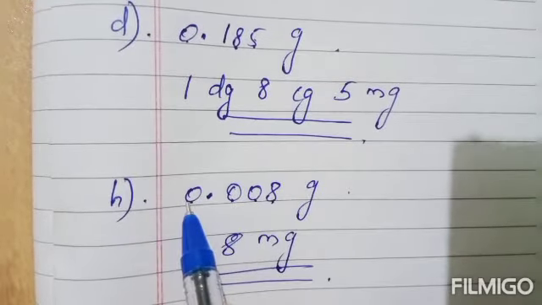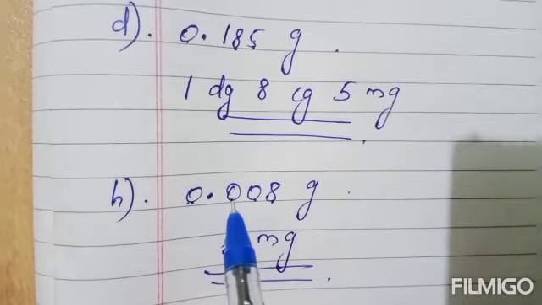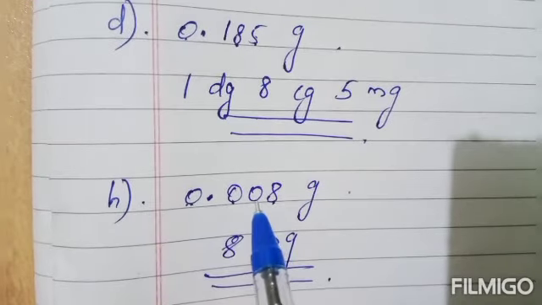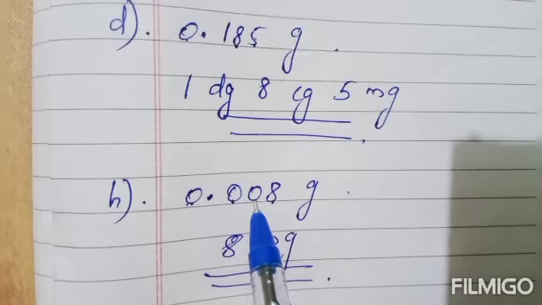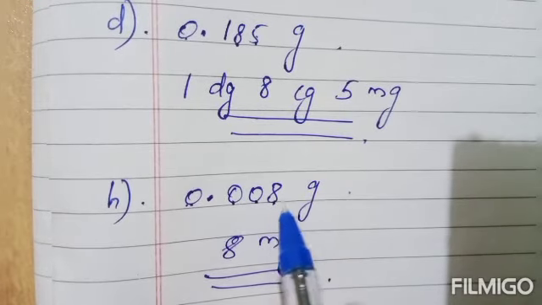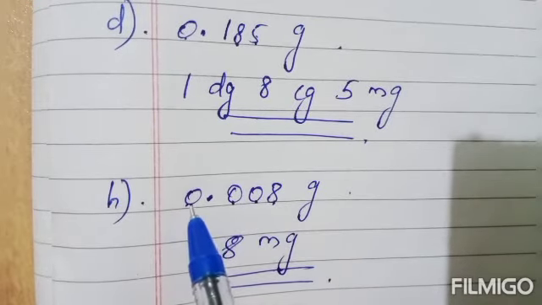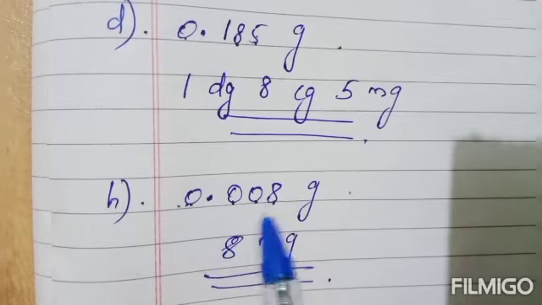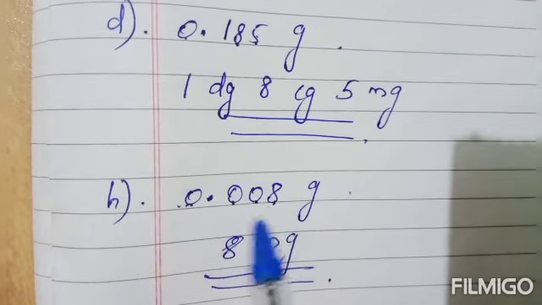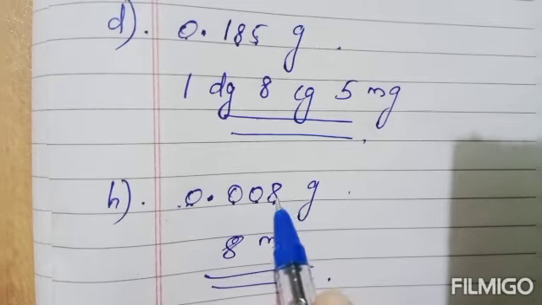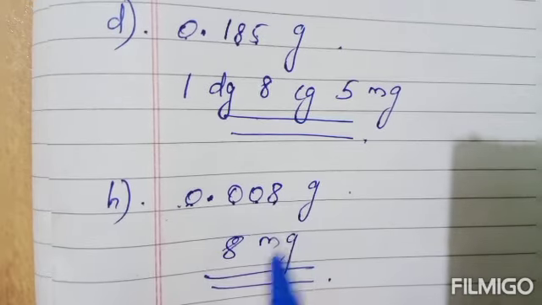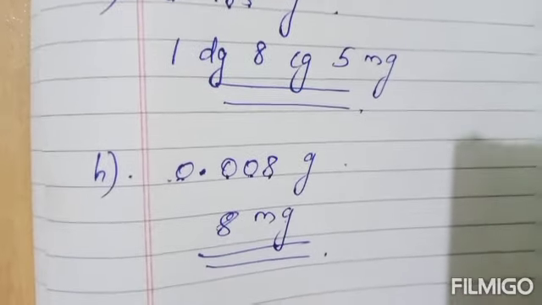Okay, before decimal point it is gram, 10th place it is decigram, 100th place it is centigram, 1000th place it is milligram. So here before decimal point, 10th place, 100th place it is 0. So no need to write that. Now milligram's place it is 8. So 8 milligram will be the answer.